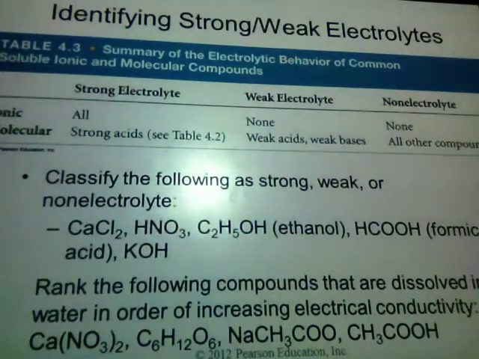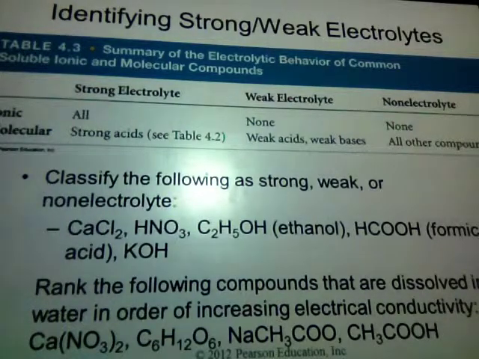C2H5OH, this is ethanol. Well, it's not an ionic compound. It's not a strong acid. It's not a strong base. I don't see that to be an acid at all, and it doesn't look like a base at all. So this just must be considered like any other compound. So C2H5OH, ethanol, I would call that a non-electrolyte.